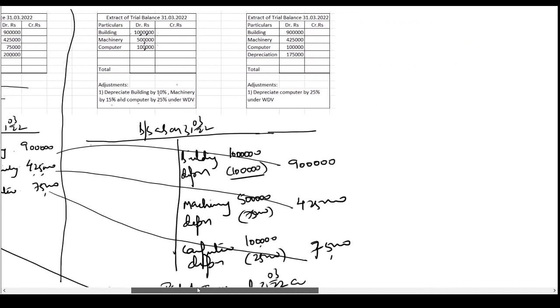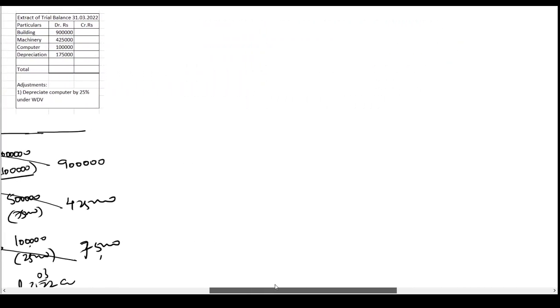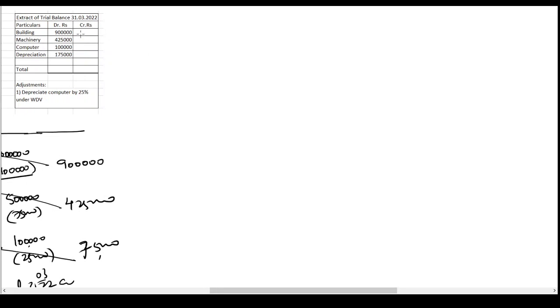Let us now move on to the third situation which is given to us. Extract of a trial balance on 31st March 22. Building 9 lakh, machinery 4 lakh 25,000, computer 1 lakh, depreciation 1 lakh 75,000. Adjustments: depreciate computer by 25% under WDV. So now what the problem is telling you is, it is saying we have to now depreciate computer by 25%. That means it has not been depreciated earlier.